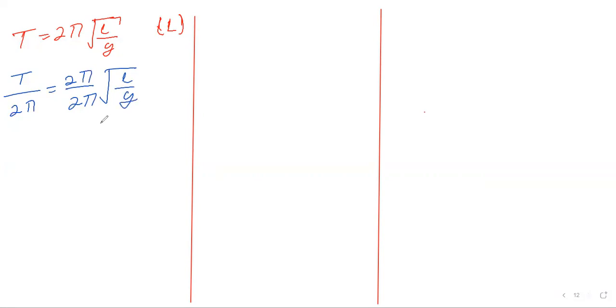Now remember, I'm not leaving anybody behind, so everything step by step. The 2 pi is multiplying. We ask ourselves, what's the opposite of multiply? Opposite of multiply is divide. So we divide both sides by what? We divide this side by 2 pi and this side by 2 pi. What we do, we cancel what is necessary. So we cancel this 2 pi with this 2 pi. Clear? Then what is left? We are left with t over 2 pi is equal to square root L over G.